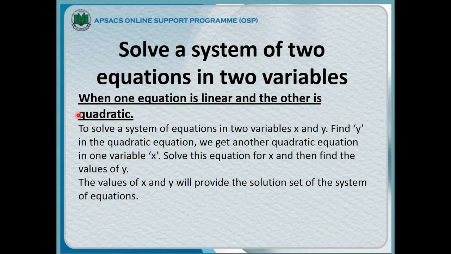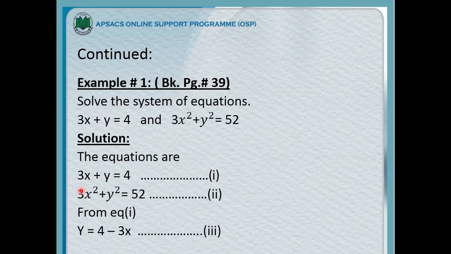Solve a system of two equations in two variables. Let's discuss the first case, when one equation is linear and the other is quadratic. To solve a system of equations in two variables x and y, we will find the value of y from the linear equation and substitute it in the quadratic equation. We get another quadratic equation in one variable, that will be x. By solving this equation for x, we will then find the values of y. The corresponding values of x and y will provide the solution set of the system of equations.